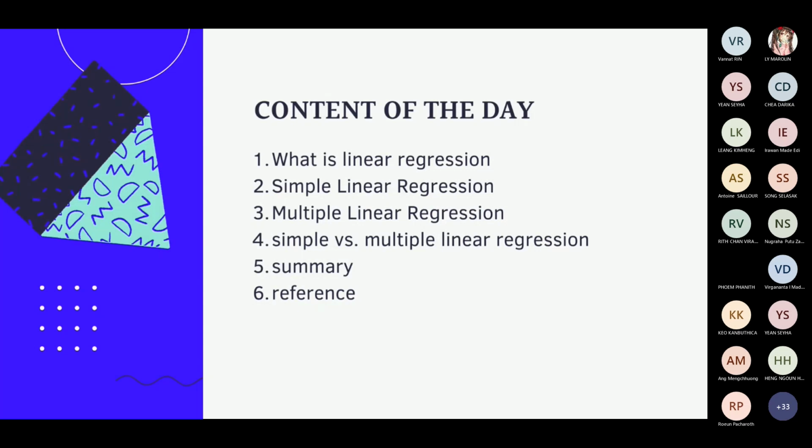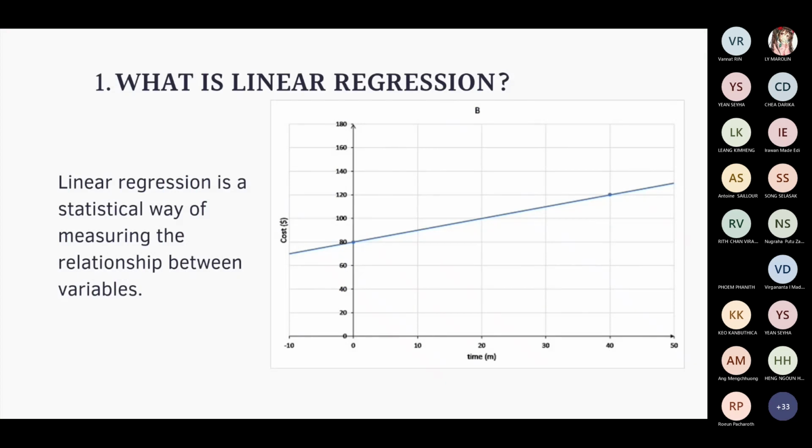And the next part will be presented by Sokwanan. So thank you, Marilyn, for that. Now let's move to my part. I will give you the general explanation of what linear regression is. By definition, linear regression is a statistical way of measuring the relationship between variables.